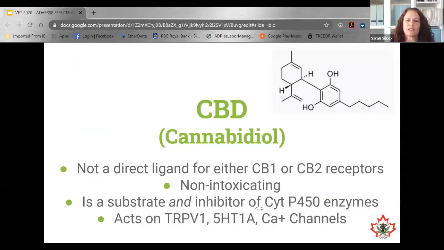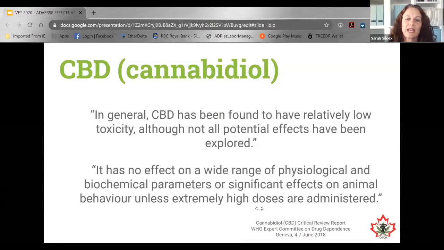CBD, or cannabidiol, has received a lot of attention due to both its potential therapeutic use and its relative safety. So one might ask why I even included it in this presentation. The World Health Organization Expert Committee on Drug Dependence found it to have relatively low toxicity, but they recognized that all aspects had not yet been explored. They also found it had no effect on a wide range of physiological and biochemical parameters or significant effects on animal behavior unless extremely high doses were administered. In monkeys, they were using 150 milligrams per kilogram IV or 30 milligrams per kilogram daily for 90 days.